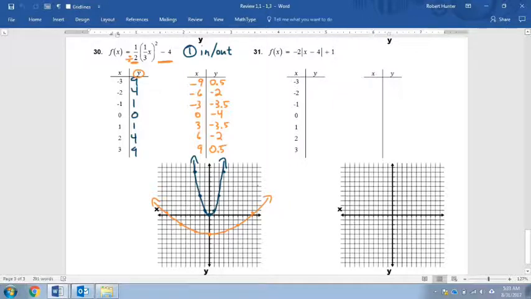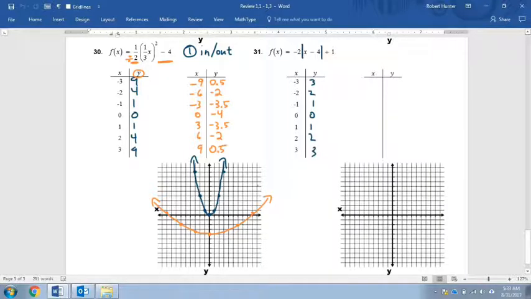Alright, last one, number 31. Alright, so here we go. Inside x is backwards, outside y is normal. So inside, first things first, this is an absolute value. So let's put my y values up there. 3, 2, 1, 0, 1, 2, 3. Okay?